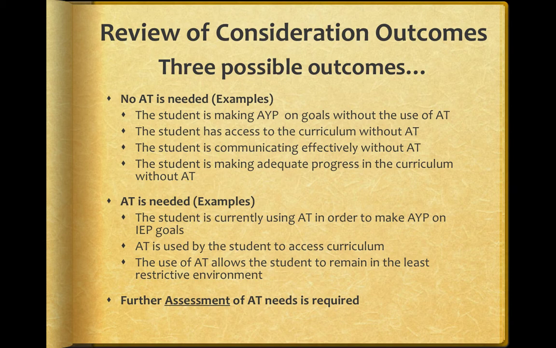The team may determine that AT is needed, and some examples include that the student is currently using AT in order to make adequate yearly progress on IEP goals. So the team wants to document that AT that has been used. Or AT is used by the student to access curriculum, and the use of AT allows the student to remain in the least restrictive environment. If the team determines that further information is needed to determine if there is an AT need or a need for AT as an accommodation, then you're moving towards an assessment.